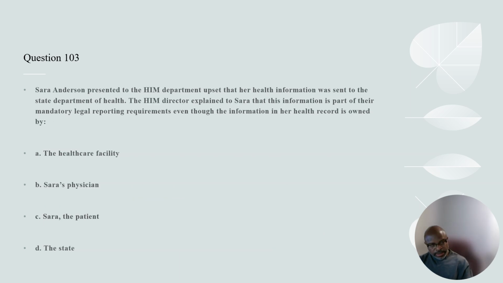On to the next question. Sarah Anderson presented to the Health Information Department upset that her health information was sent to the State Department of Health. The HIM director explained to Sarah that this information is part of their mandatory legal reporting requirements, even though the information in her health record is owned by. So the implication of this question is, who owns the information in the health record?